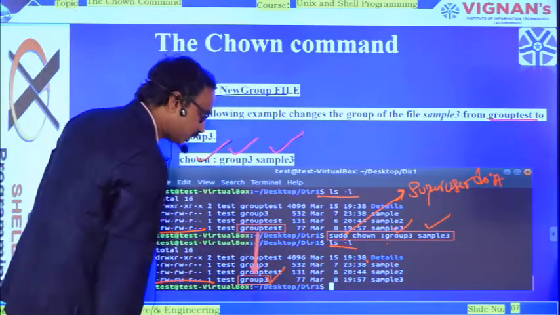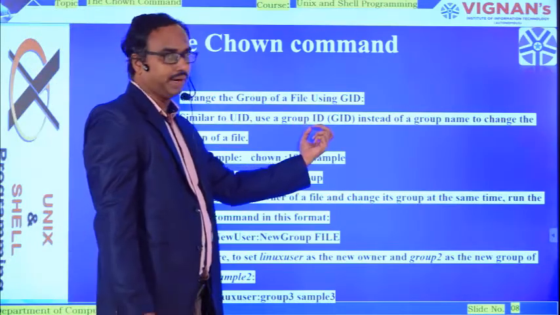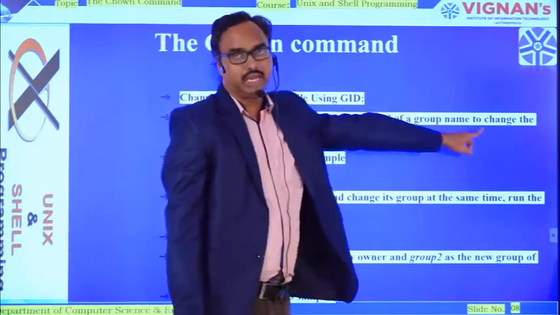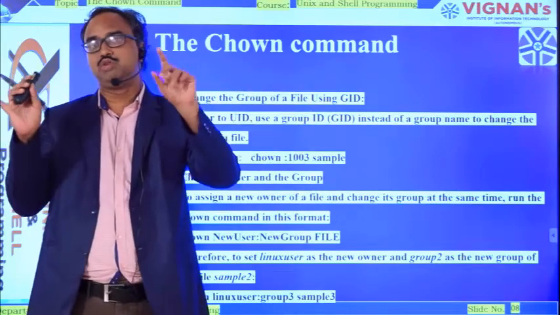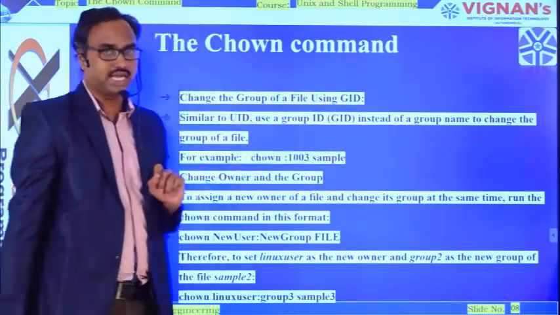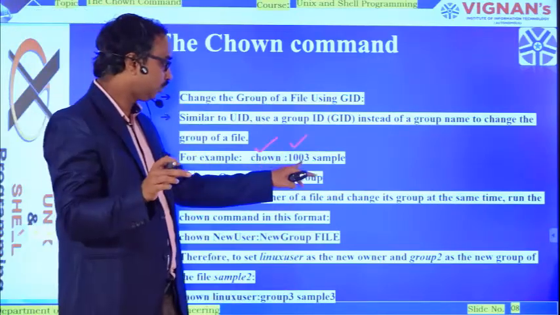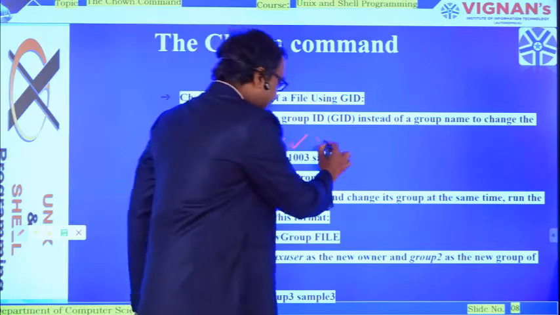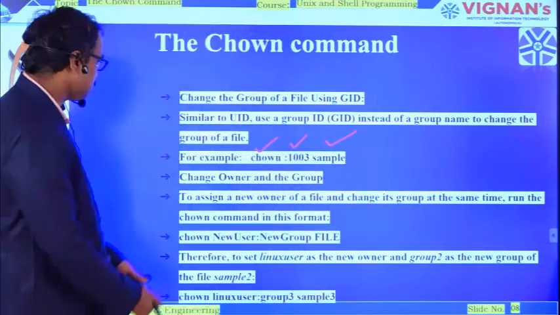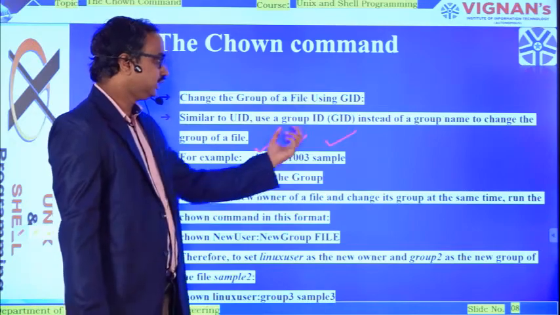Group test will become group 3. Similar to the UID, but here we are using a group ID instead of the group name. The exact meaning is, instead of group name we can use the group ID, which in short we can call GID. For example, chown, colon, then only we have to mention the GID, and the final one is the file name. So this is the example. In this way we can change the GID of a file.